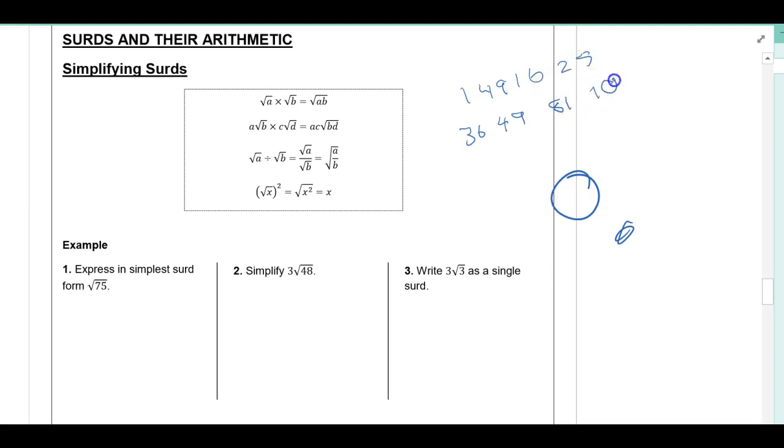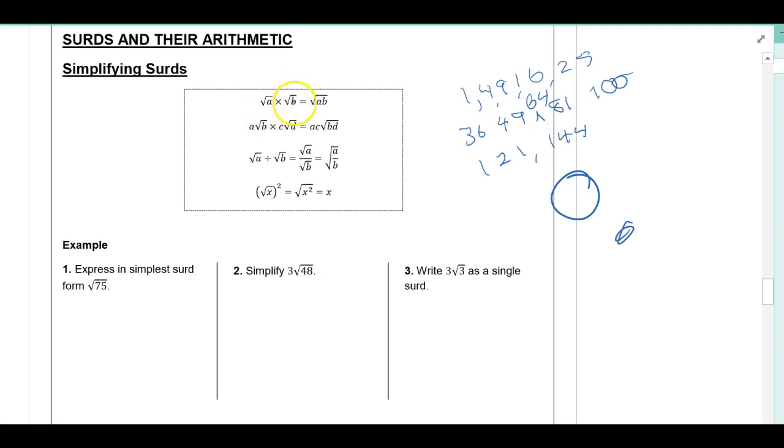81, 100, 121, 144. 6, 7, 8, I forgot 64. There you go. All right, so our rules apply.